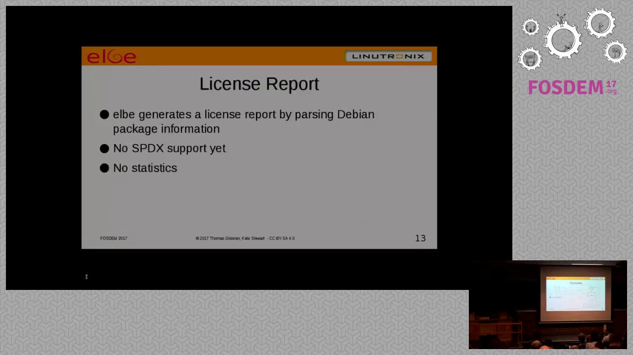So now, license reports. LB generates a license report today by parsing the Debian package information. That's not really accurate, and it gives us no statistical information about the accuracy of what we are doing. So there's no SPDX support. There is an SPDX branch which generates the existing information in SPDX format, but that doesn't help for other things like statistics.